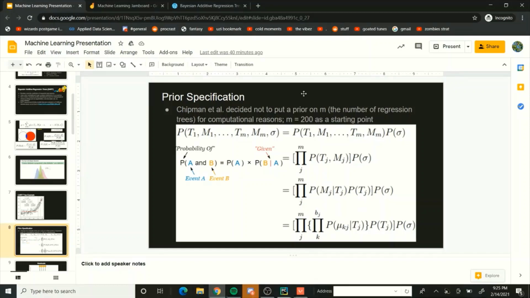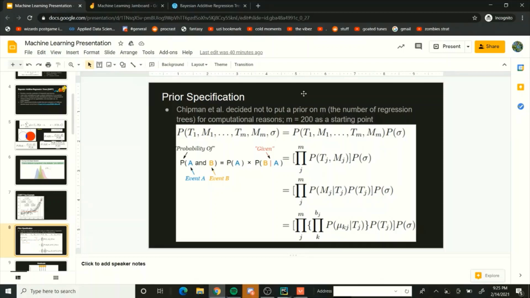Okay, so the authors of the BART actually discovered that past M equals 200 there wasn't a significant improvement in performance, so they did not see a reason, so everyone just uses M equals 200. And okay, so how do we find the prior of the BART?